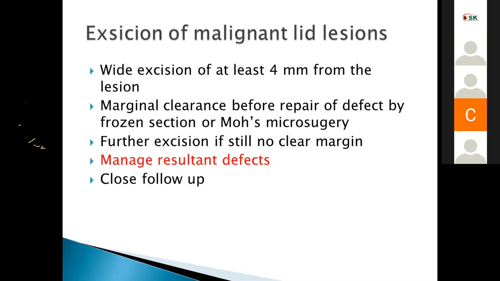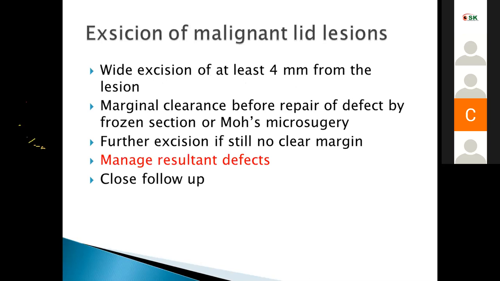Yes, we are going to discuss that exactly now. The best excision, if you suspect eyelid malignancies, is a wide excision of at most 4 millimeters from the lesion itself. Most of the times we just prefer 4 millimeters. The most important thing in these lesions is to make sure that the margins are cleared before you repair the defect.